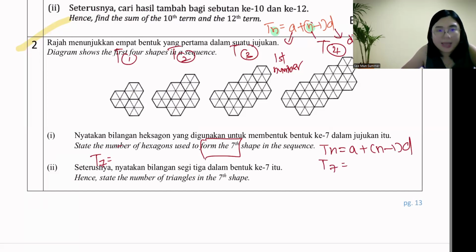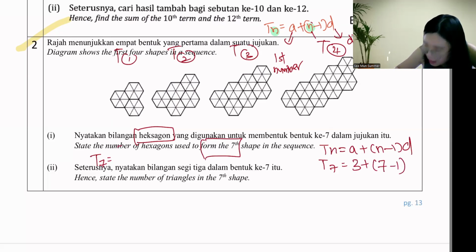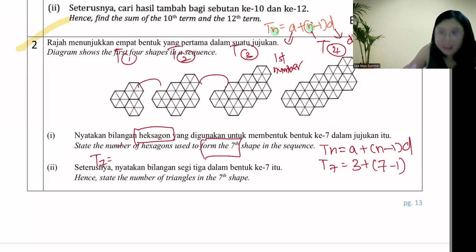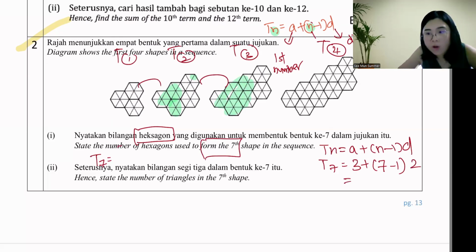So Tn is T7. What is my A? Don't count wrongly. They want hexagons. How many hexagons in the first term? A, yes, we got 3. And then n is 7, right? Because the T7 here is equal to n. So 7 minus 1. d, what is the difference? I think it's always the same. Initially, we got 3, then 2 more. Same thing, another 2 more. So my difference is always 2. Now you open and solve the question.